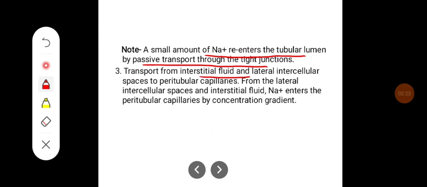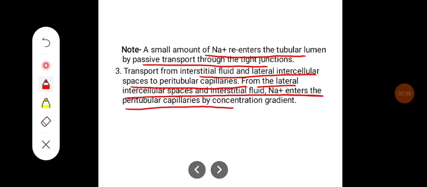Transport from interstitial fluid and lateral intercellular spaces into peritubular capillaries. From the lateral intercellular spaces and interstitial fluid, sodium enters the peritubular capillaries by concentration gradient.